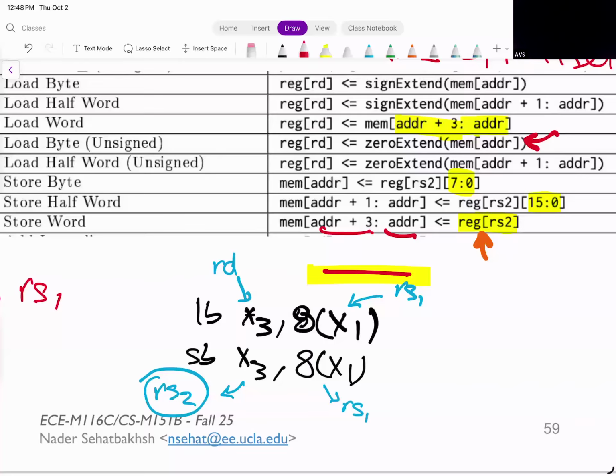Yes, exactly. So 15 to 0 means that we are writing to lower addresses too. But if it was different, then it would have been address colon address plus 1, something like that, which would be the opposite. But RISC-V is going to use Little Endian, so you don't need to worry about how we would do it in Big Endian.